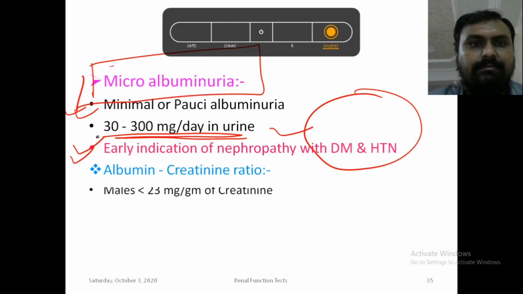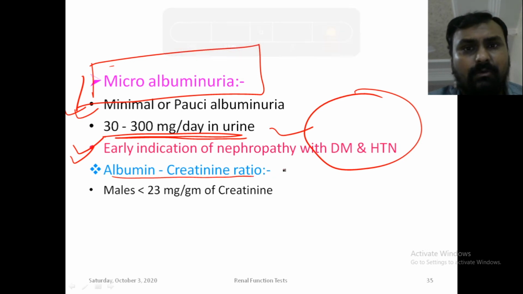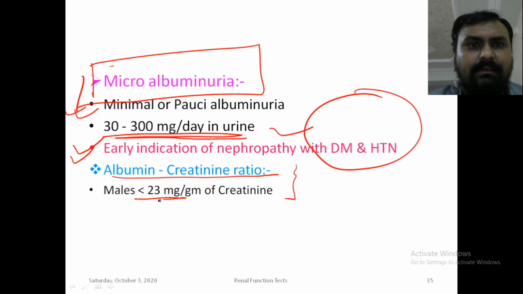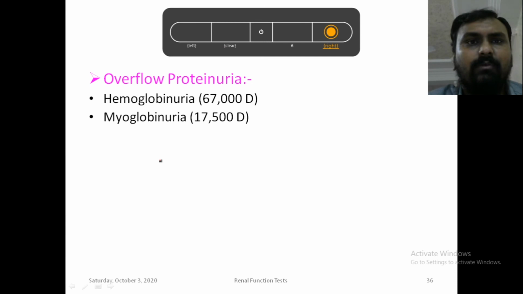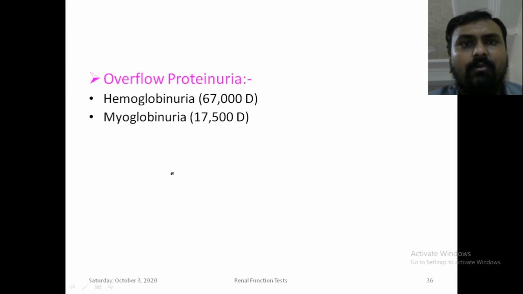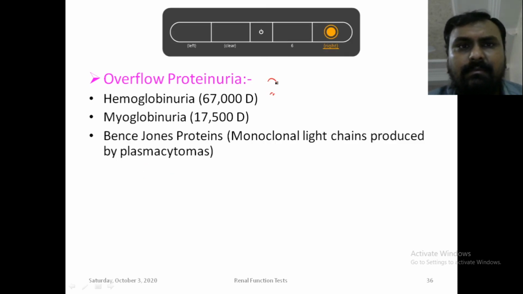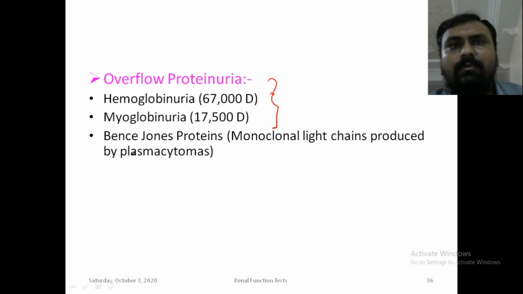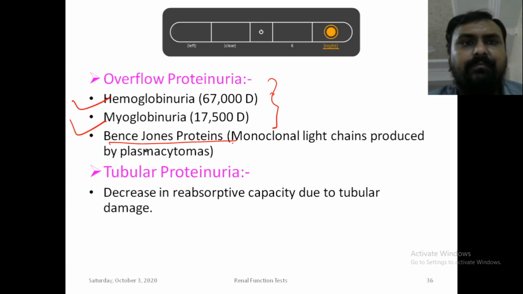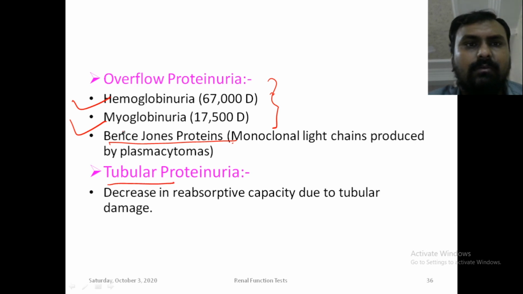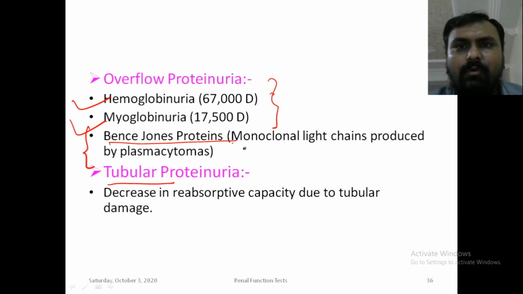Now, albumin to creatinine ratio is also an important marker of kidney disease. In males it is less than 23 milligram per gram of creatinine, and in females it is less than 32 milligram per gram of creatinine. Now, what is overflow proteinuria? Hemoglobinuria and myoglobinuria can be present when there is excessive proteinuria. Bence-Jones protein may be present, or hemoglobin or myoglobin can also be present.